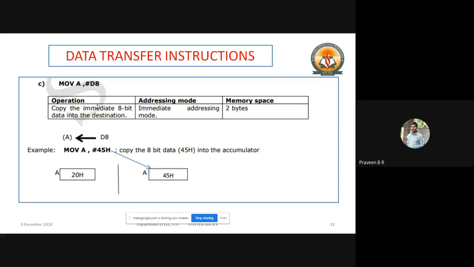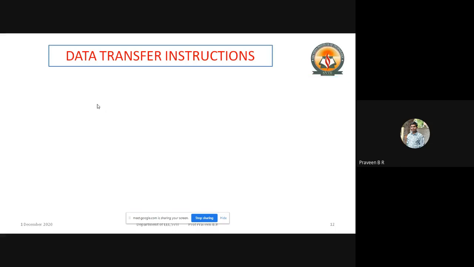In my example, you can see when I say MOV A, #45H, 45H is directly moved to the accumulator. 45H itself is the 8-bit data which we are copying into the accumulator.